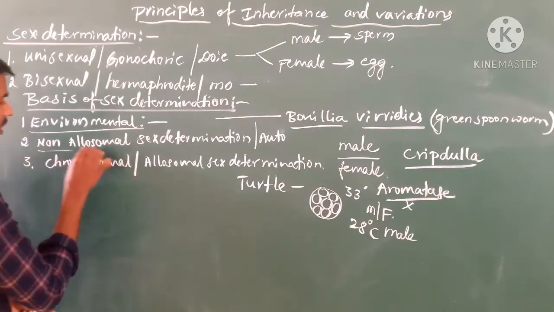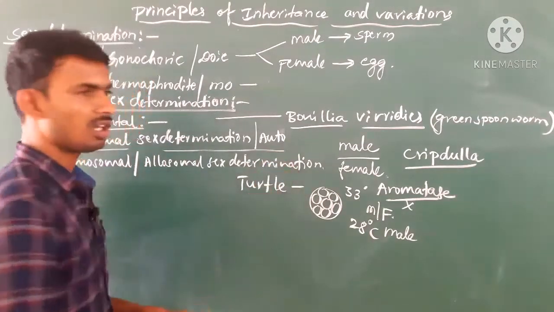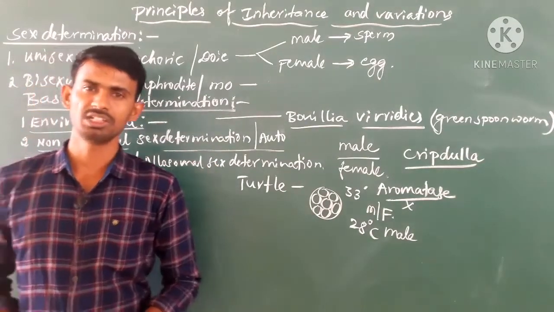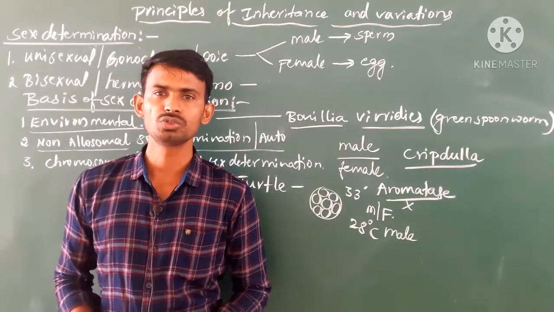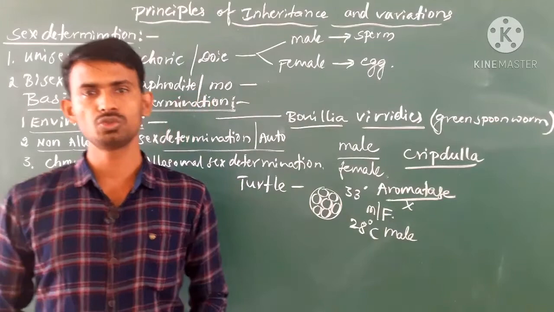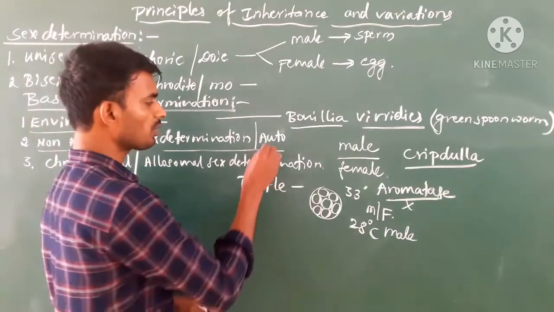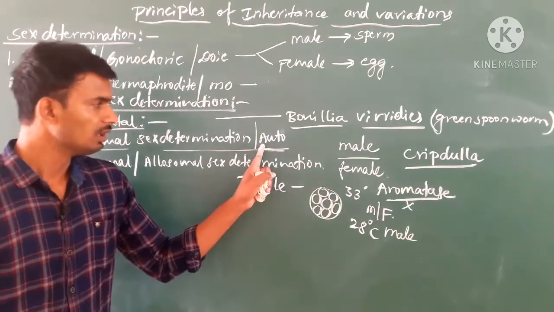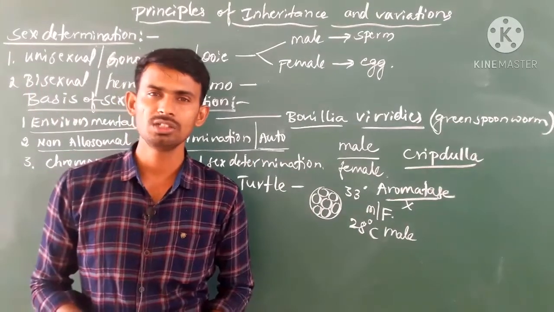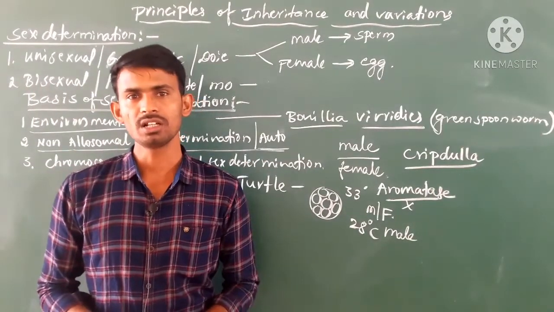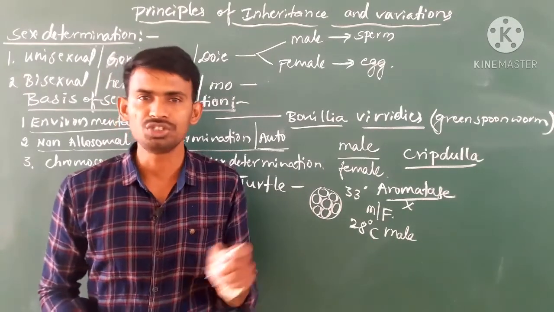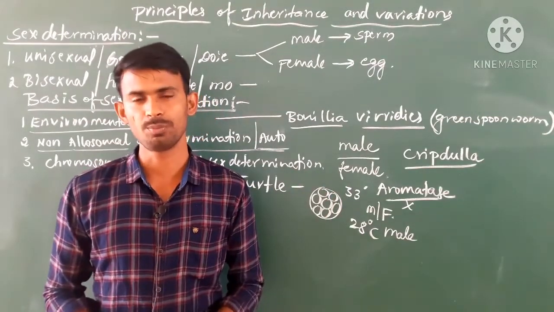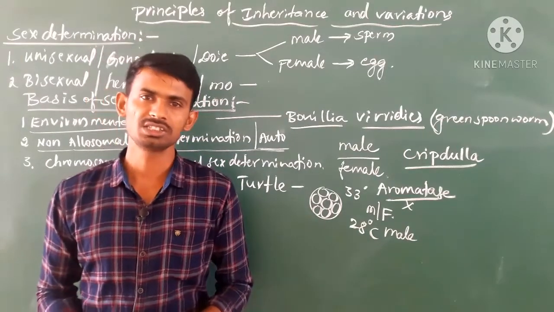Now move on to the non-allosomal, or autosomal, sex determination. In such a type of sex determination, the allosomes, or sex chromosomes, or idiosomes are totally absent. Only autosomes are present. Such a type of sex determination is commonly observed in the lower organisms. Here, depending upon the genes, the sex of the individual is decided.